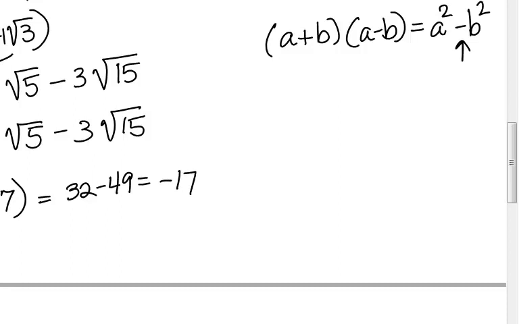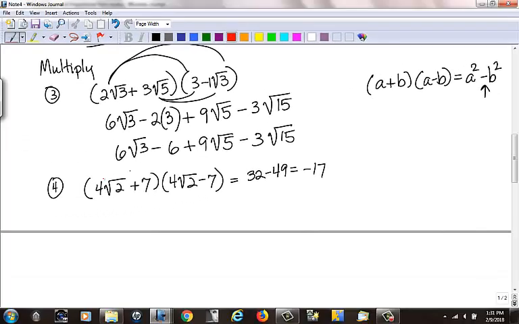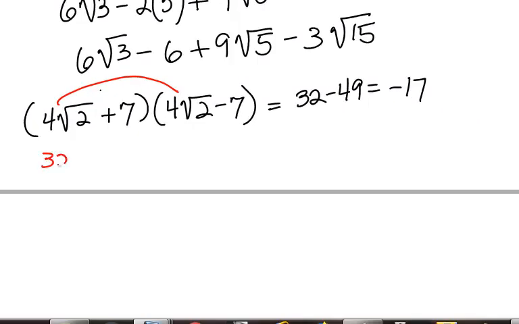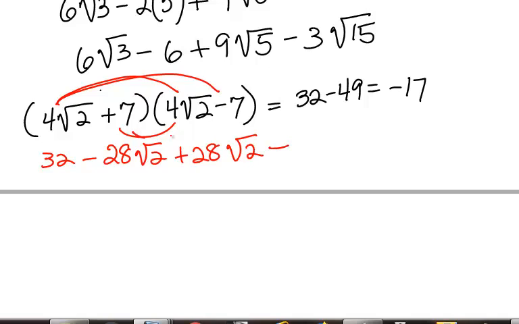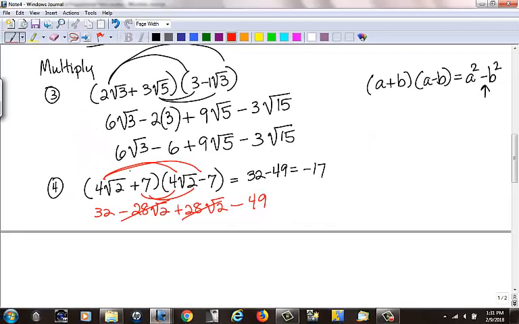Okay, if you don't like the shortcut, then you can do it this way. The long way would be 16, and then radical 2 times radical 2 is 32. Show you that the middle term drops out. That'd be minus 28 radical 2 plus 28 radical 2 minus 49. And you see the middle terms will drop out. Okay? So final answer is negative 17. But if you can use this shortcut, difference of two squares, square the first one minus the square of the second one.